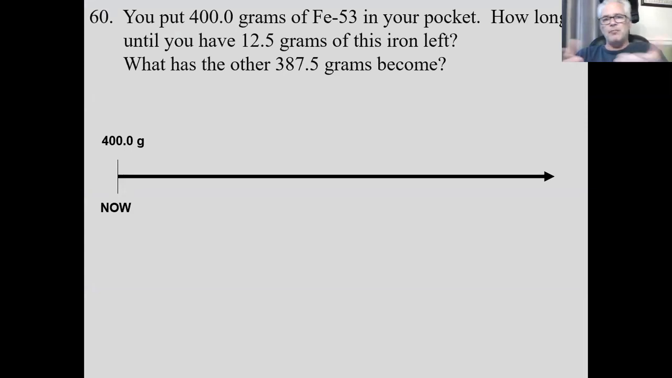In this problem, radioactive iron, you put 400 grams of it in your pocket. It's about the size of a baseball. How long until there's just 12.5 grams left? And also, there's another question here. What did the other 387.5 grams become? What did the iron transmute into? First, we'll work on the time, and then we'll work on the decay reaction.